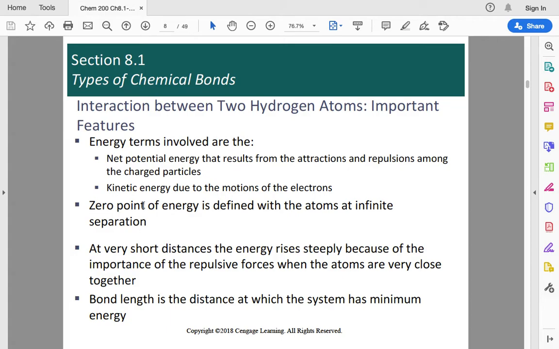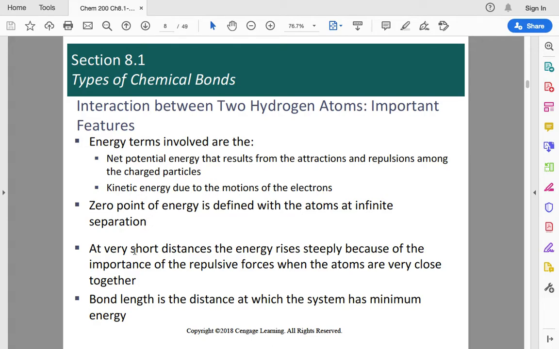So what does this really mean? Energy terms are involved. When we say net potential energy, we're talking about the attractive and repulsive forces of whatever molecule we're looking at, in this case those two hydrogens. The kinetic energy is as those hydrogens are moving into position or moving away from each other. The zero point would be where those two hydrogens were far away from each other, where we saw that line flatten out. There's no increase in energy the further away they get.